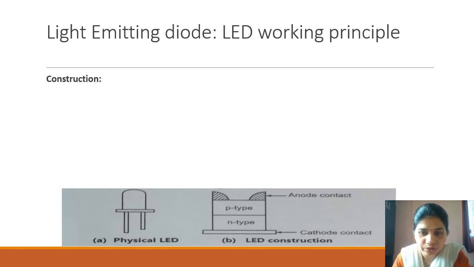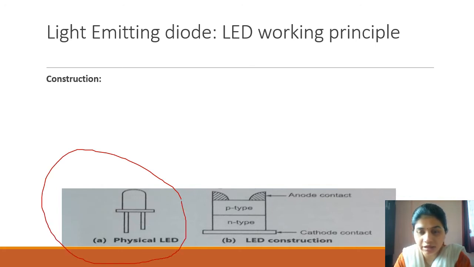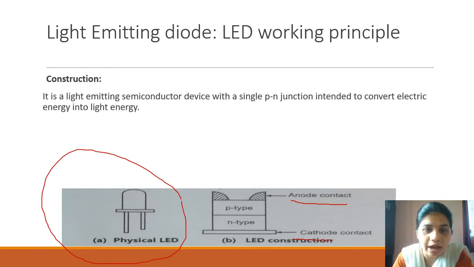Now this is the construction of LED, and this is the physical LED which we can easily see in the market or in the labs. Again there are P type and N type sections. This is the anode terminal and this is the cathode terminal. So let us see the construction. It is a light emitting semiconductor device with a single PN junction intended to convert electric energy into light energy. We will discuss how the electric energy is converted into light energy, that is the actual operation of LED.